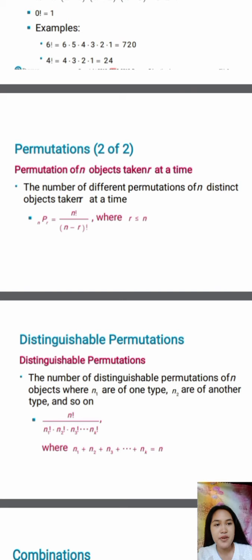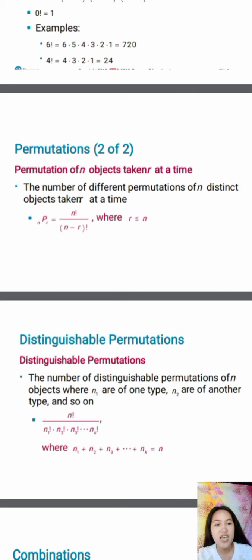So the example for this is: find the number of ways of forming 4-digit codes in which no digit is repeated. You need to select 4 digits from a group of 10. N is equal to 10, r is equal to 4. So 10P4 is equal to 10 factorial over 10 minus 4 factorial, which is 10 factorial over 6 factorial, which is 10 times 9 times 8 times 7 times 6 factorial over 6 factorial. We cancel the 6 factorial and 6 factorial, so it equals 5,040 ways.